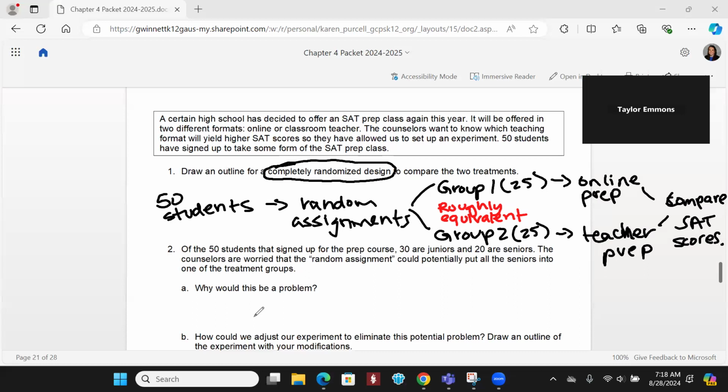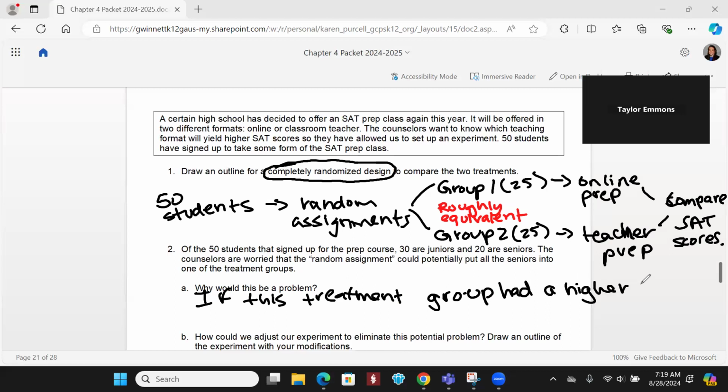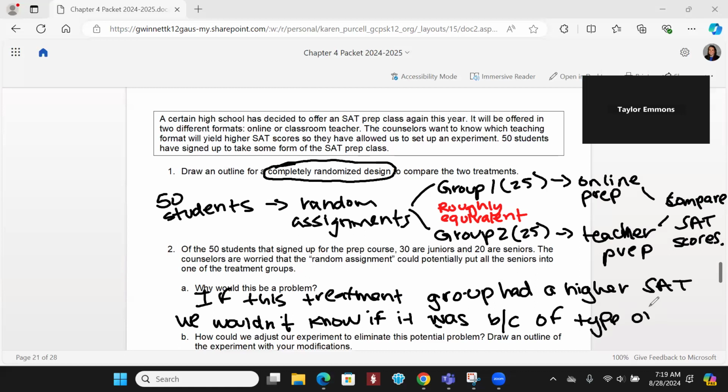So if this treatment group had a higher SAT, then we wouldn't know if it was because of the type of prep course or because it was full of seniors. It's probably the seniors, like second or third time taking the SAT, as well as maybe more of them have had algebra 2.